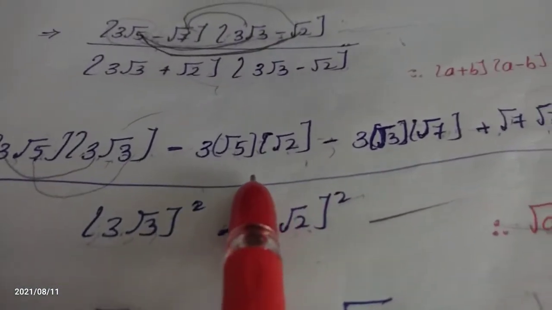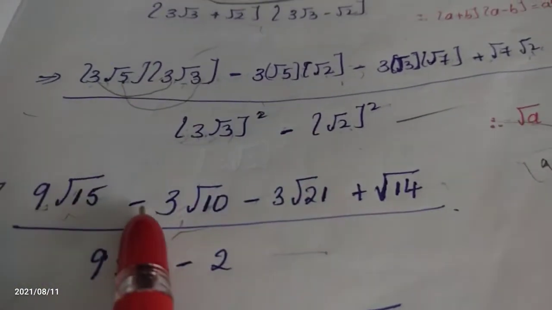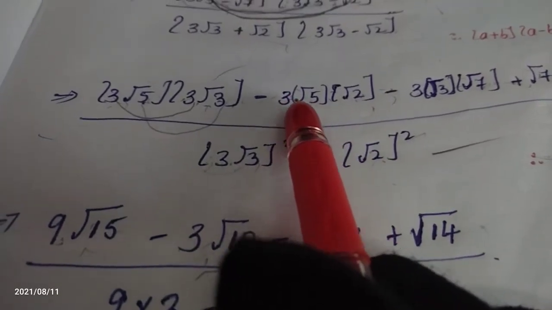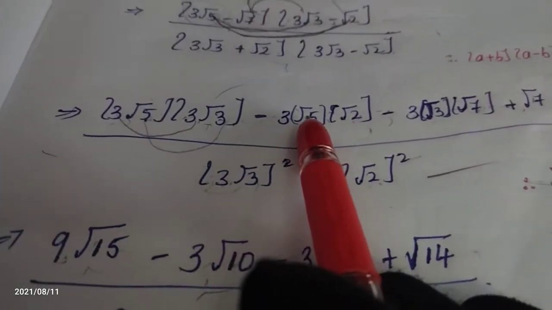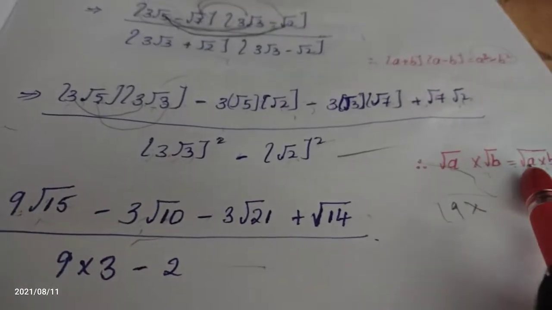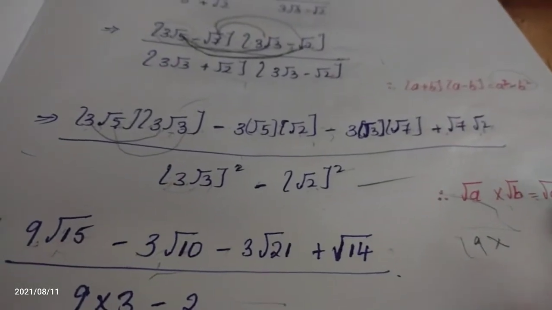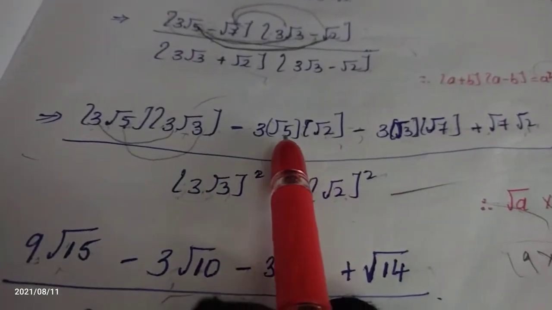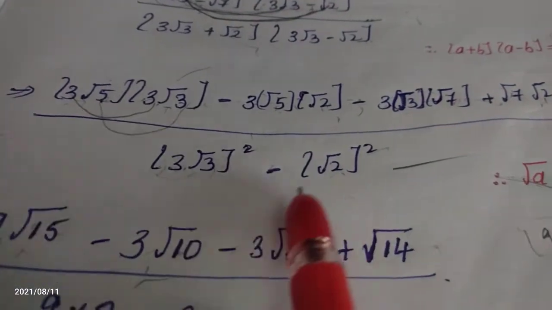Come to the next number. Minus is as it is. I am writing minus. 3 is as it is. What is root a into root b? Root under a into b. Under root a into b means 5 2s is 10. Okay, up to that clear?